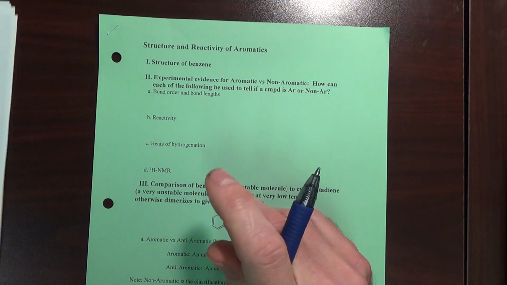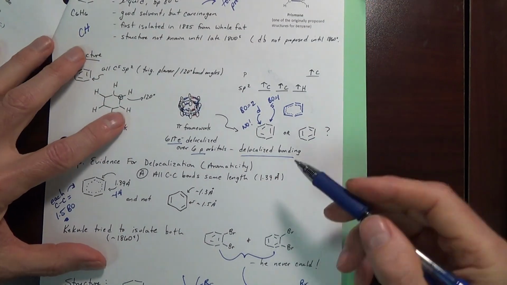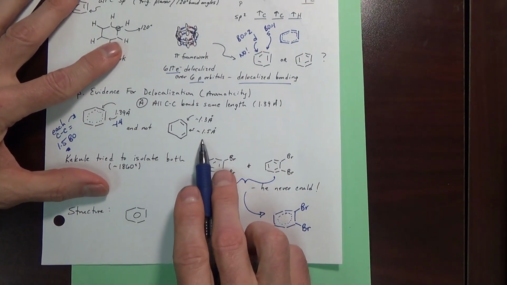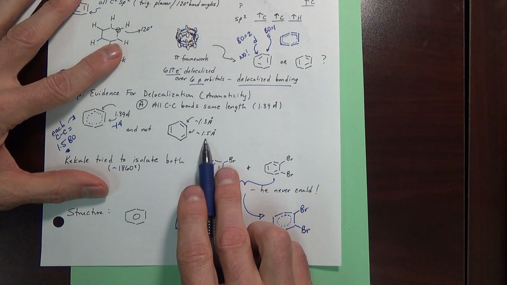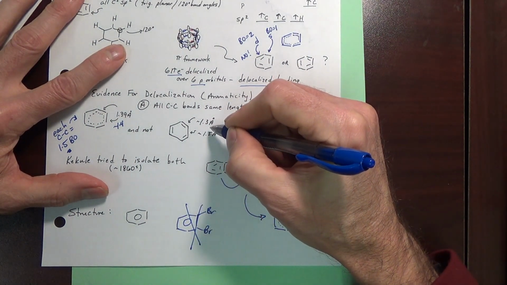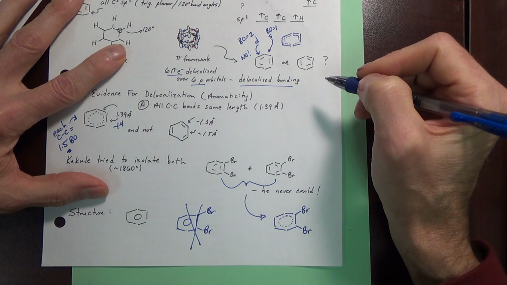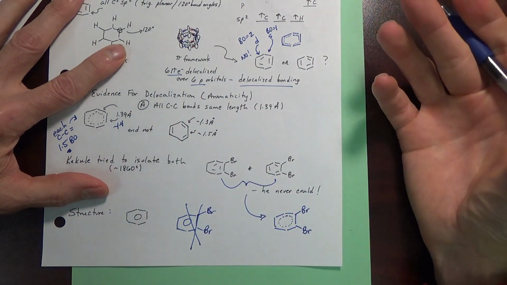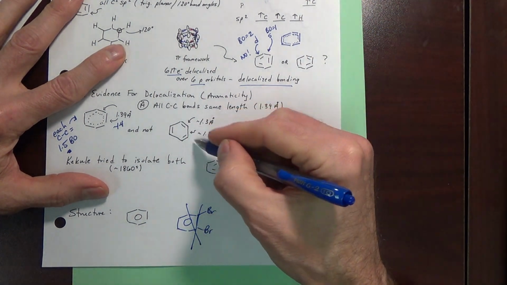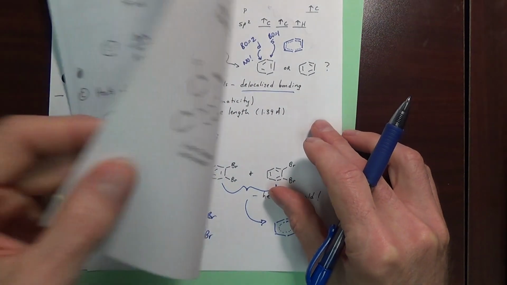At the same time, if we saw a compound where the bonds were alternating between like 1.3 and 1.5, we would say, this experimental evidence suggests it's not fully conjugated, not a cyclic conjugated system, and thus not aromatic. So this is data we can use to determine if a compound's aromatic.